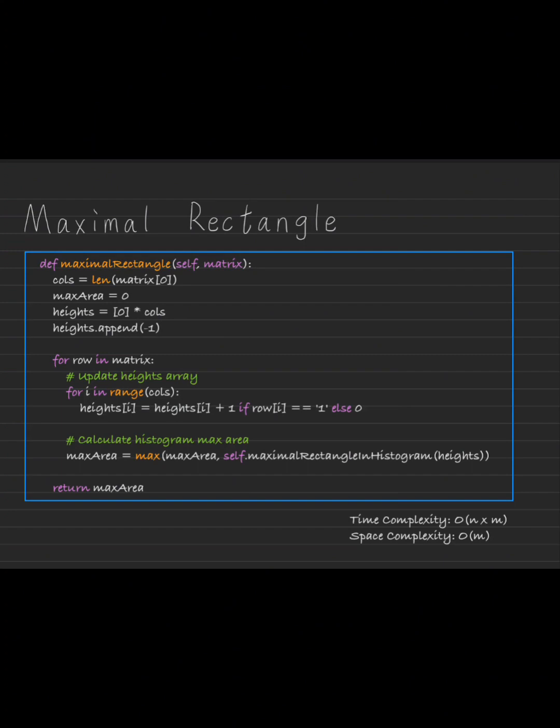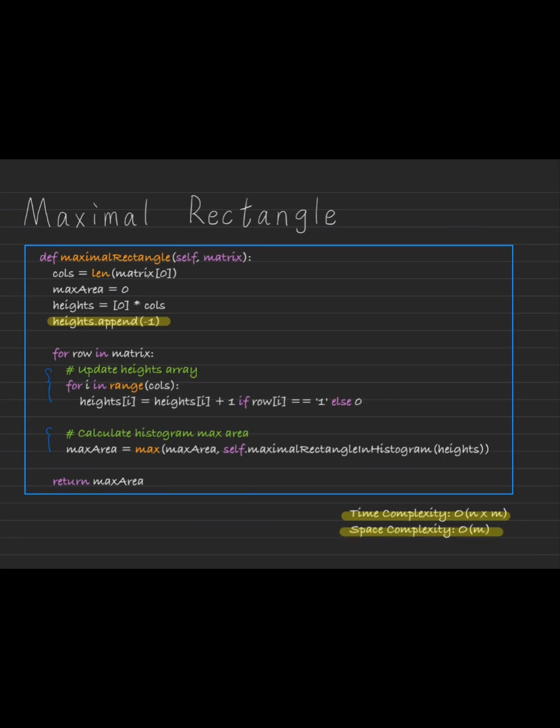Here's the pseudocode. Again, we first update the heights array, then using the aforementioned method, we'll calculate the histogram max area. Note that we'll append the value of -1 to the heights array, so we can pop out the remainder of the stack as we reach the end of the array. The final time complexity is the number of rows times columns, or n times m, and the space complexity is O(number of columns).